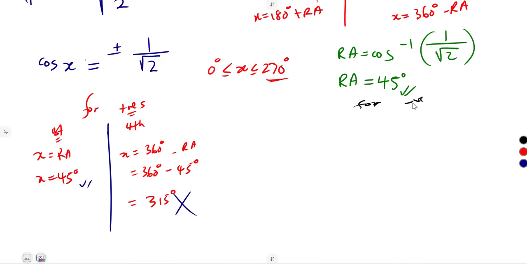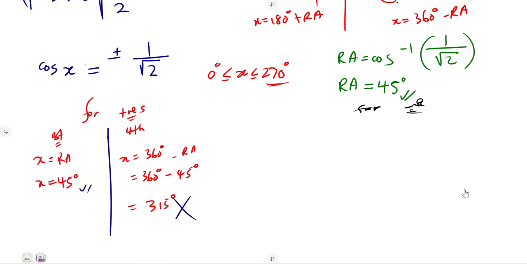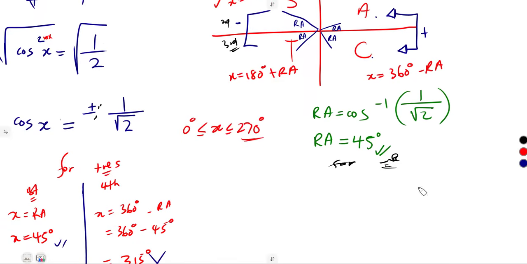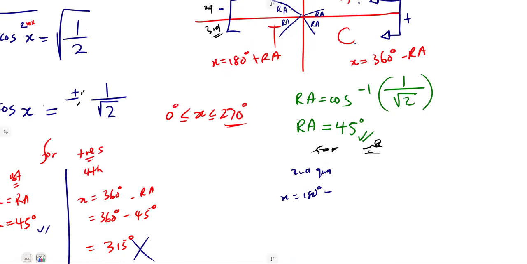For the negative value that we are given, where is it that our cos is negative? That's the second and the third quadrant. So those are the other solutions, plus or minus, take note. So we are on a condition where this cos is negative. Second and the third. So in the second quadrant, 180 minus reference angle. So we've got the second quadrant. Our x was going to be 180 degrees minus the reference angle, which is 45 degrees. 180 minus 45 is 135 degrees.